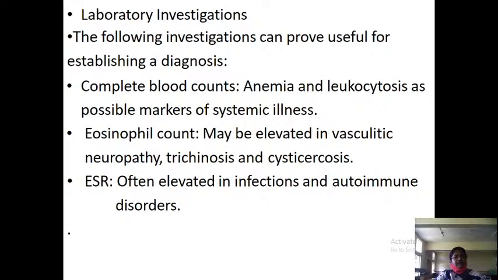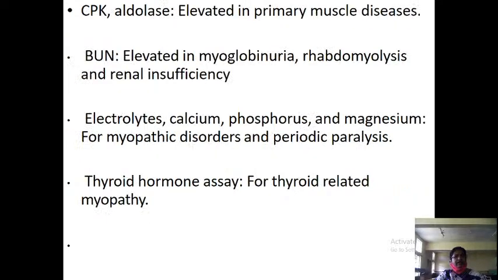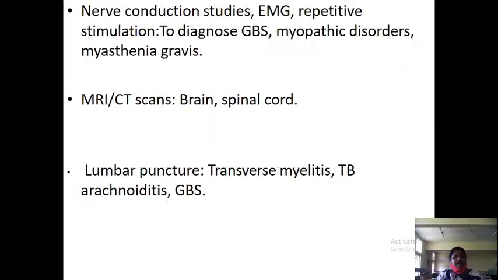Then laboratory investigations would be routine and specific investigations like CBC. There could be leukocytosis in case of a systemic illness, and ESR can be elevated in certain autoimmune disorders. Then CPK and aldolase in muscle diseases. Then elevated blood urea nitrogen, mainly in rhabdomyolysis and renal insufficiency. Then electrolytes, mainly looking at hypokalemia and hypomagnesemia in case of periodic paralysis. Then thyroid assay for any thyroid myopathy.